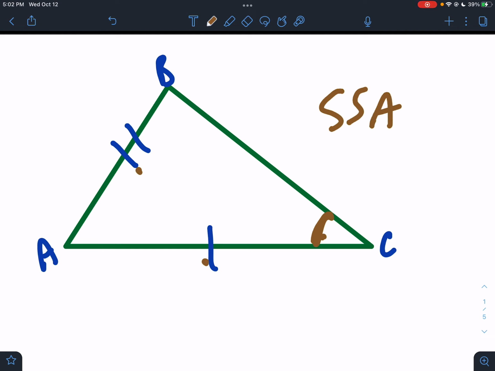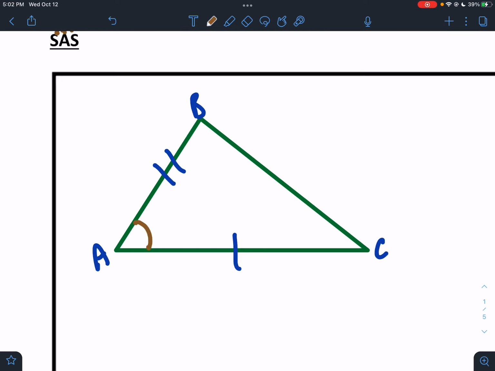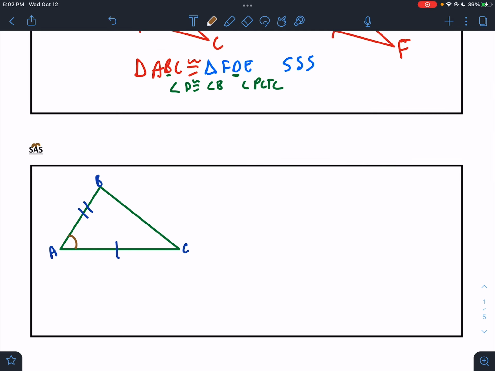The way it's drawn now would be called SSA. That's two sides and a non-included angle. We're going to get to that later. But the way we want it is SAS. So that's an SAS configuration right there.